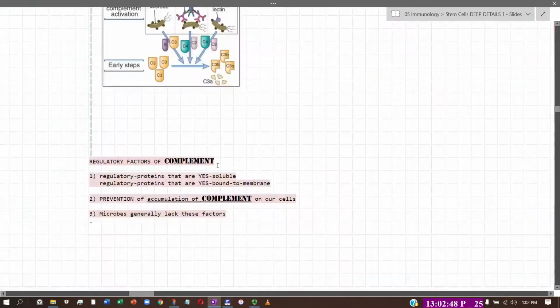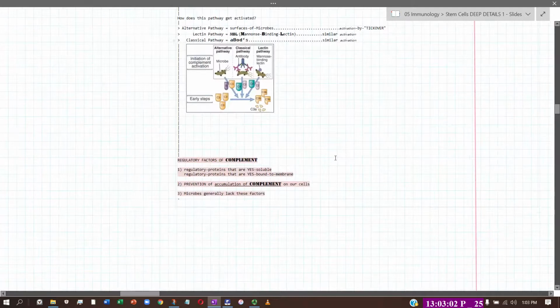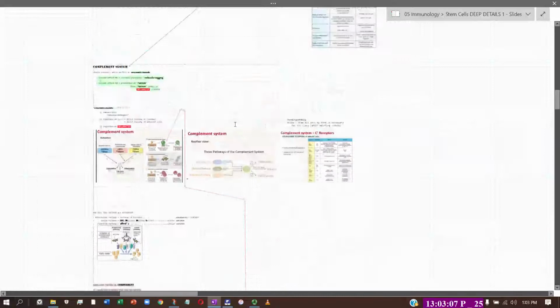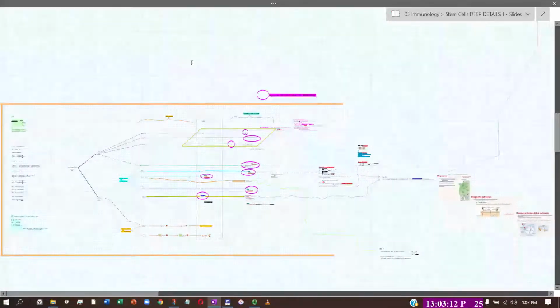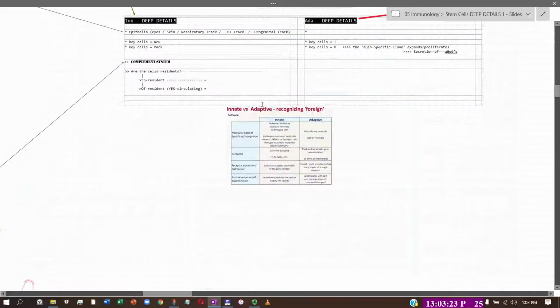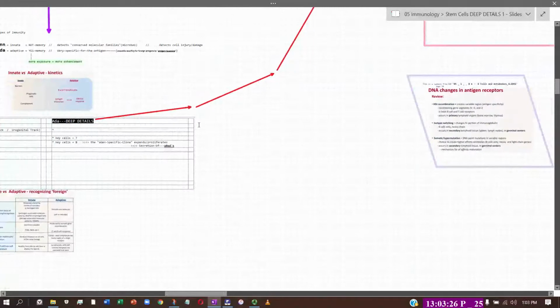So when it comes to the regulatory factors of complement, there are three, as seen here: regulatory proteins, prevention of accumulation, and microbes generally lack some factors. Okay, we'll see what that means later. I'm not sure. Anyway, that addresses pretty much everything related to the left side of this summary chart. And let's go and address things to the right.